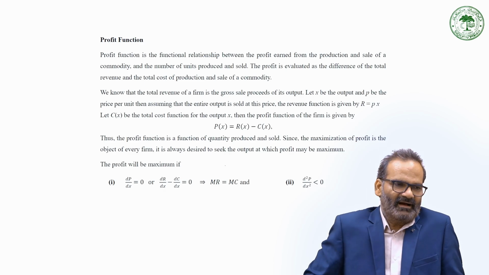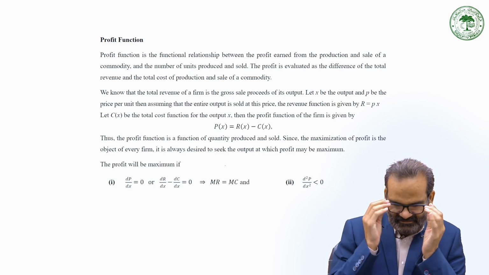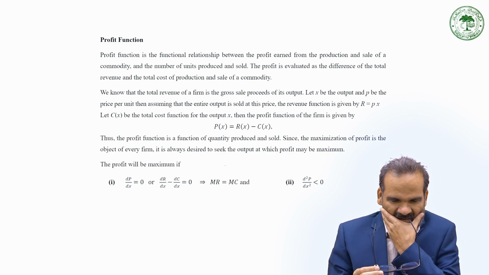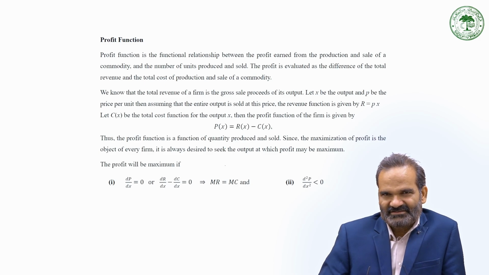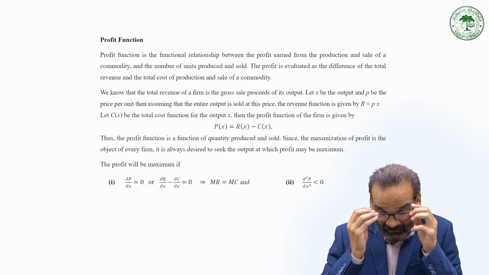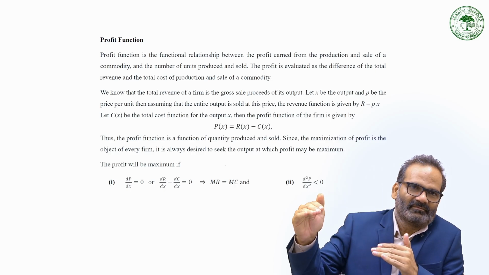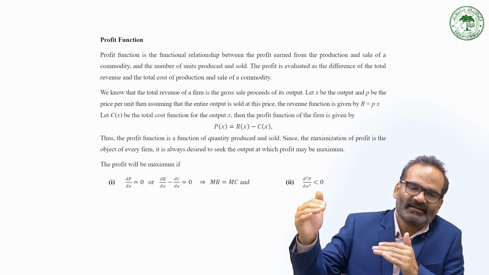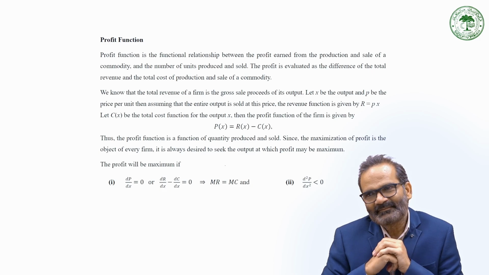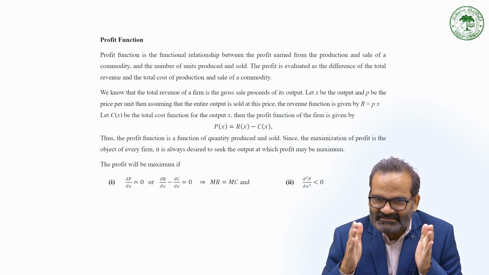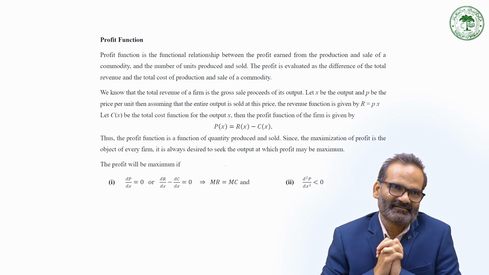After discussing our total cost function and then total revenue function, naturally the last stage is how we can calculate the profit function. I told you in the very beginning of this session, if the money is going out of the firm, it is known as the cost. If the money is coming into the firm, it is known as the revenue. And the difference of revenue minus cost is known as the profit.